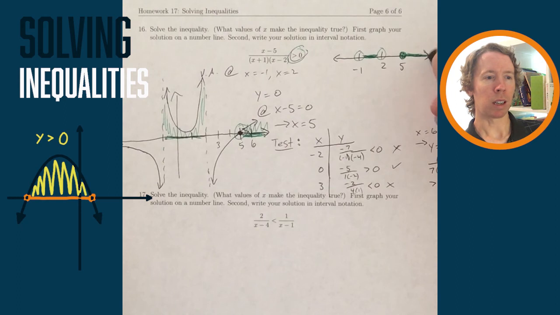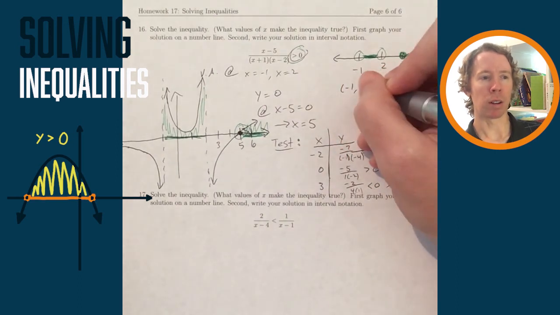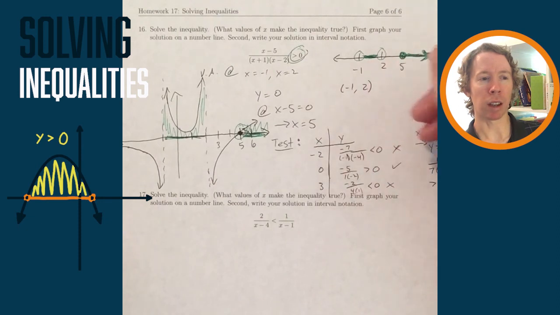So when I write this in interval notation, I use the union symbol to connect the 2 pieces. I need parentheses on -1 and 2, and I need a bracket on 5.